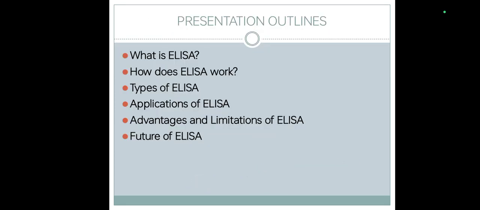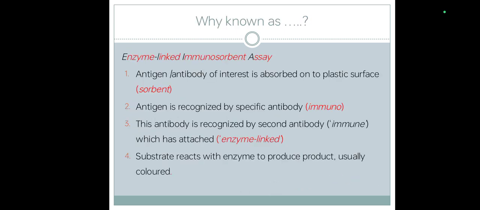Here we have presentation outlines. What is ELISA? How does ELISA work? Types of ELISA, applications of ELISA, advantages and limitations of ELISA, and future of ELISA.